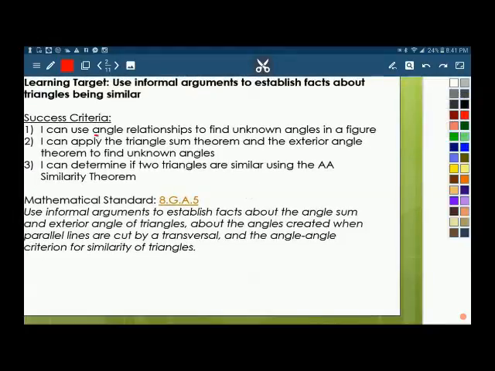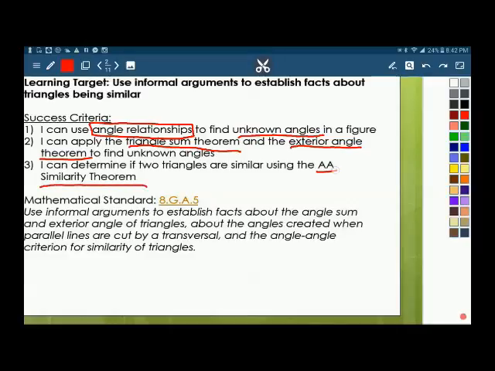Okay, we've been learning a lot of angle relationships in the past 2 weeks, and we need to make sure we're memorizing them and keeping them straight. Because here we go again, using them to find unknown angles in a figure, just like we have been for a while. We're going to apply the triangle sum theorem in order to do this, and the exterior angle theorem to find any unknown angles. And we're also going to determine if two triangles are similar using this AA similarity.